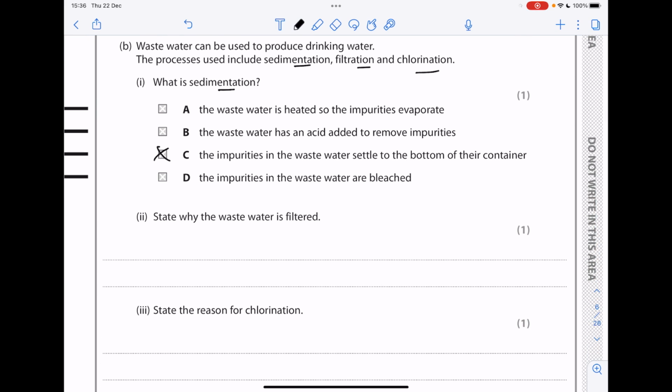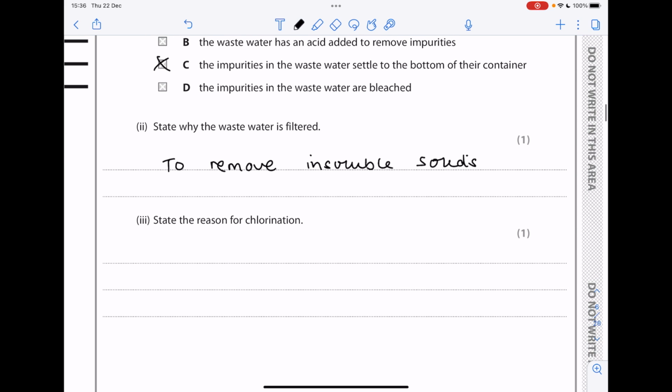State why the wastewater is filtered: to remove insoluble solids. State the reason for chlorination: to kill bacteria.